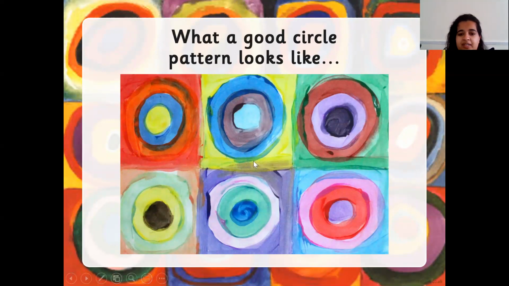Okay, so this is what a good one would look like. So it is now your turn. Have a go. Think about the colors. Think about what you've learned about colors. Think about the patterns. They are all circles. And then have a go at recreating this picture.